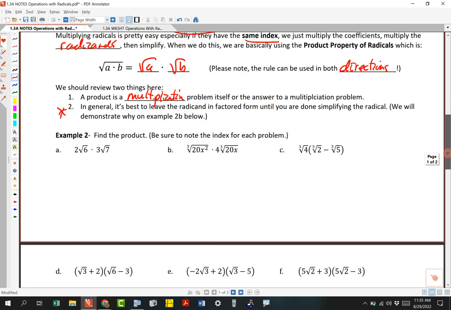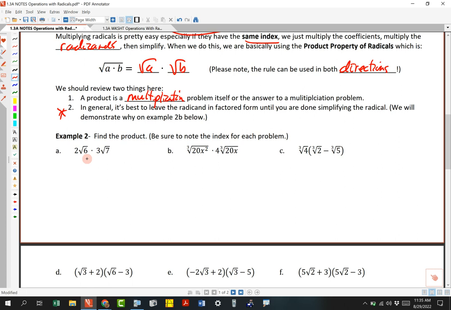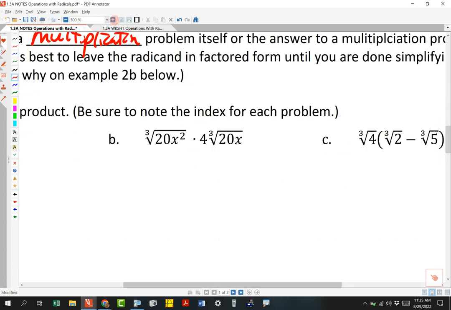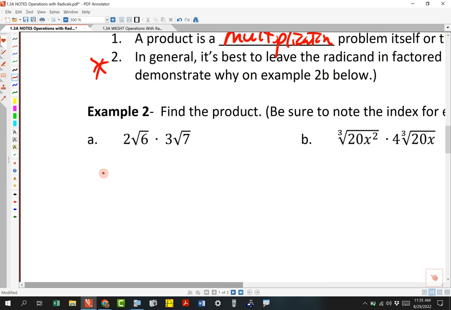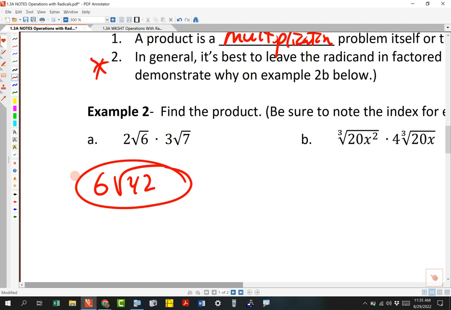So let me show you what that looks like. On this problem right here, if we're multiplying these together, we're just going to multiply the coefficients together. So we're going to get a 6 on the outside. Then when I multiply the 6 and the 7 that were underneath the radicand together, I'm not going to bother writing 6 times 7 because if I multiply those together, I end up with a 42. And that right there is the answer.